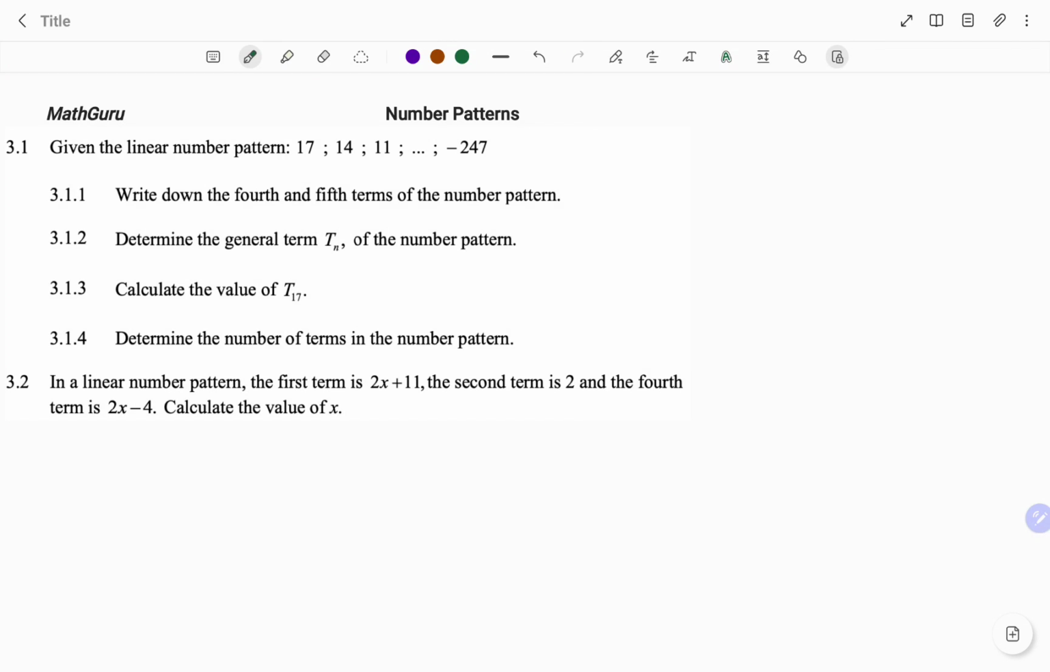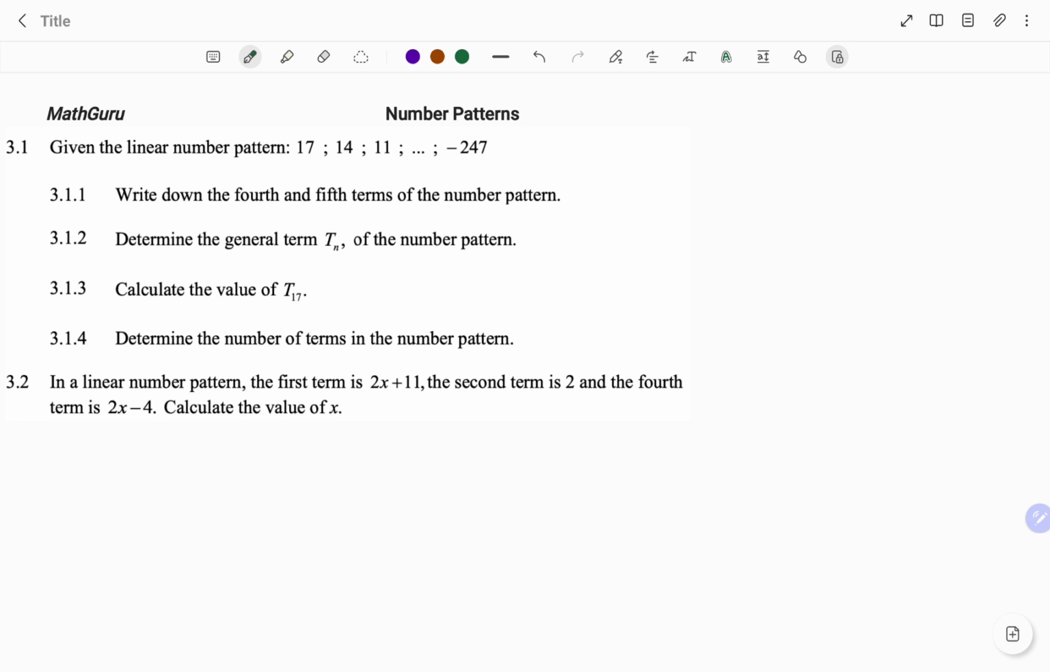In this video, I'm going to show you how to solve the following grade 11 number pattern question. We have the linear number pattern 17, 14, 11, all the way to negative 247. We are to: 1. Write down the fourth and the fifth terms of the number pattern. 2. Determine the general term, Tn, of the number pattern. 3. Calculate the value of T17. 4. Determine the number of terms in the number pattern.